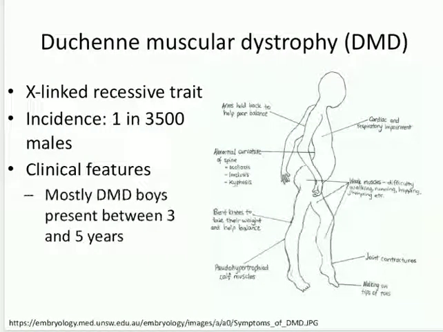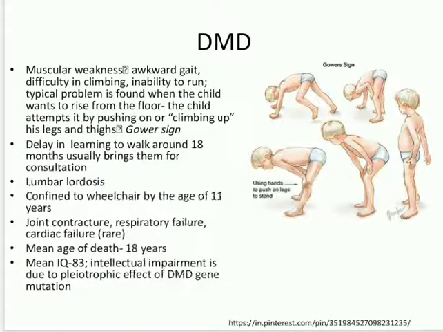And here you can see there is lumbar lordosis, joint contracture, cardiac problems, and respiratory problems. The mean age of death is 18 years, and the mean IQ of the kid is 83. So the intellectual impairment is due to the pleiotropic effect of the DMD gene mutation.